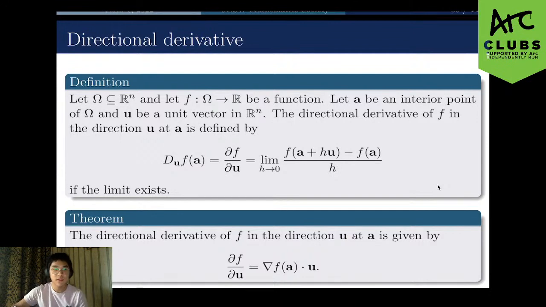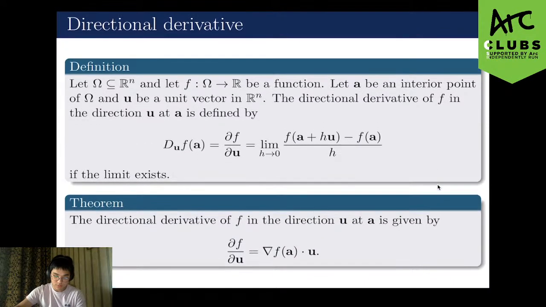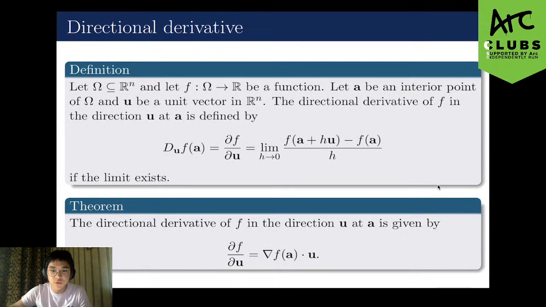Okay, so directional derivative. I'll look at the theorem first. This is the more useful result we need to know. We get this result from the definition, because this just represents the slope at a given direction vector. So the directional derivative of f in the direction u at a is given by the dot product of the gradient of f with the direction vector u.